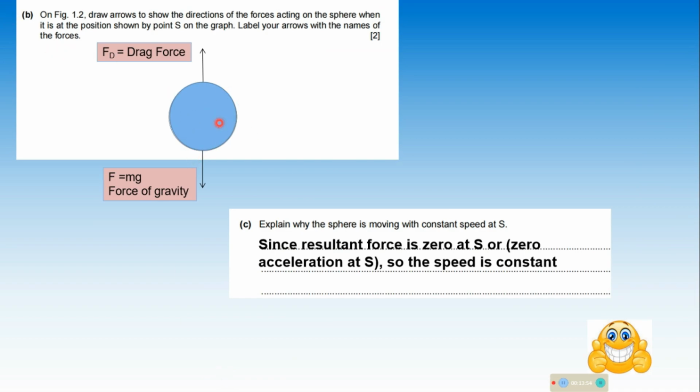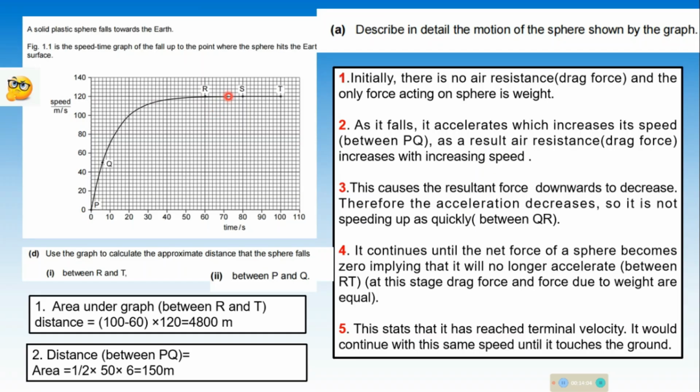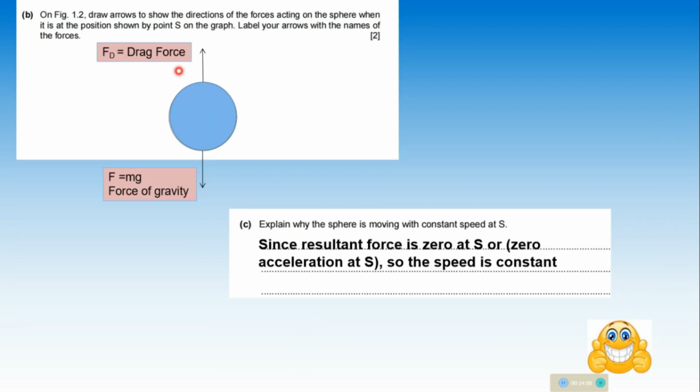On this figure, draw arrows to show the direction of the force acting on the sphere when it is at the point shown by S on the graph. Label your arrows with the name of the force. So at S on the graph, it reaches the terminal velocity. So the drag force will be equal to the weight of the sphere. Drag force will act opposite to the direction of motion of the sphere, and the sphere is falling down. So this is the weight, the direction of weight acting here.